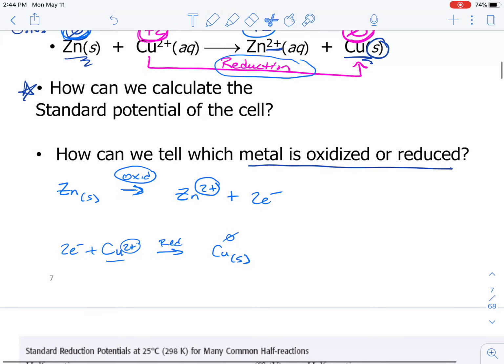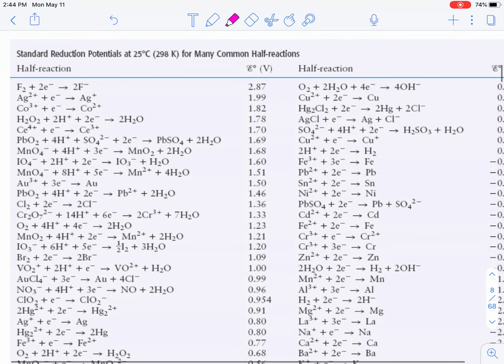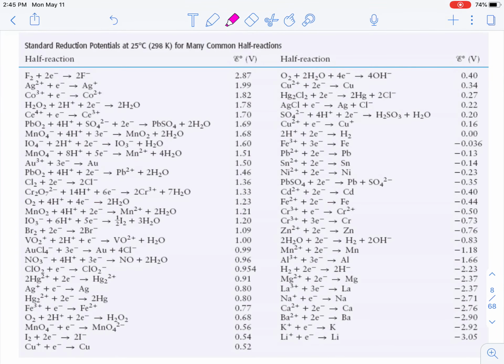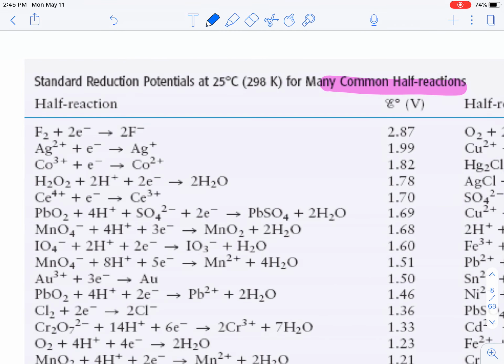And so to determine the standard potential of this cell, we are going to look at this reference sheet, if you will. This is known as the standard reduction potential for many common half reactions. The one thing I want to highlight and make sure you understand is that all of these half reactions are expressed for reduction, meaning that the electrons are on the reactant side of the equation.